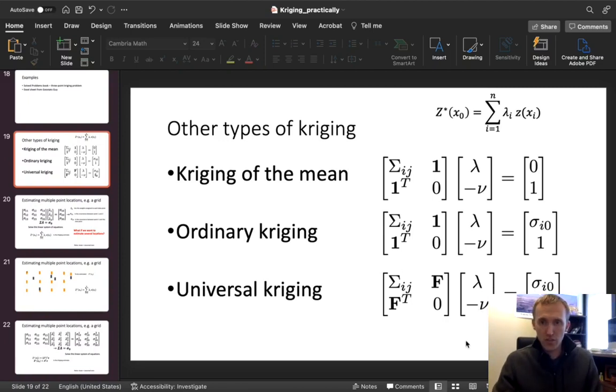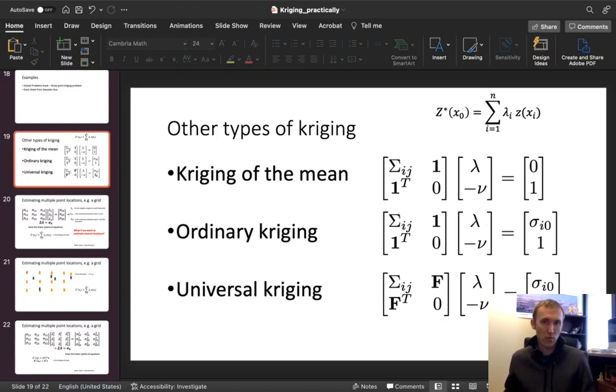But either way, we would solve this expression for lambda and nu, and then we would take our vector of lambdas, just like we've done before, plug them in here, and calculate the weighted average of our data, given these lambdas that we've calculated with universal Kriging, which are going to be different from ordinary Kriging, Kriging of the mean, and simple Kriging. So I hope you're getting the picture here.